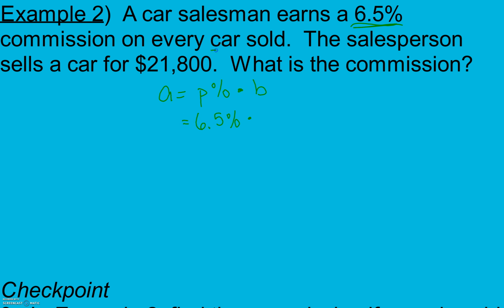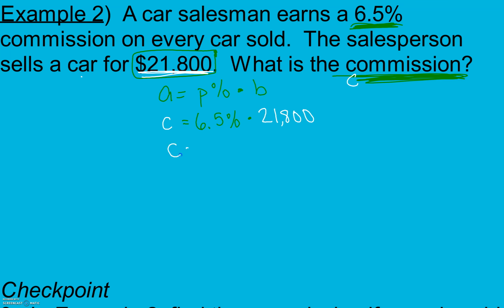Now we need to figure out what this is. That's how much the car costs. Now, we're comparing and looking for commission. So commission is the amount of money you make based off of a sale. And here it's 6.5% commission. So for every car sold, the salesperson gets a commission that's 6.5%. So based off that information, this price right here is the total cost for the car. That's our base amount, our total cost for the car. And our commission is our part.